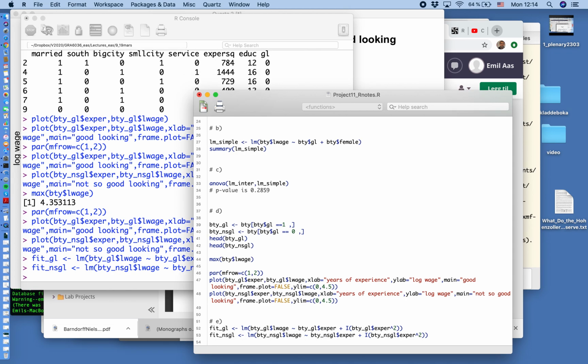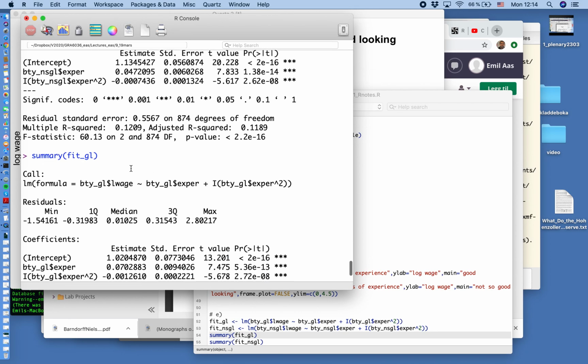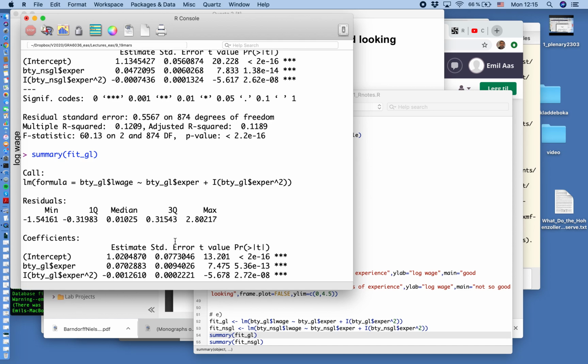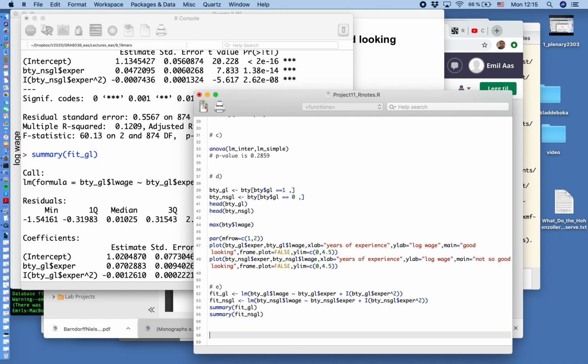And now we fitted these two models, and we can have a look at them. So we do fit GL and fit NSGL. Here we are, and we see that in both of these, the estimated coefficient on the squared experience is significant in both places. So this tells us that in this data there seems to be not a linear effect of experience, but a curved effect. So this squared term serves a purpose, and we can now add the fitted regression lines to both these plots.